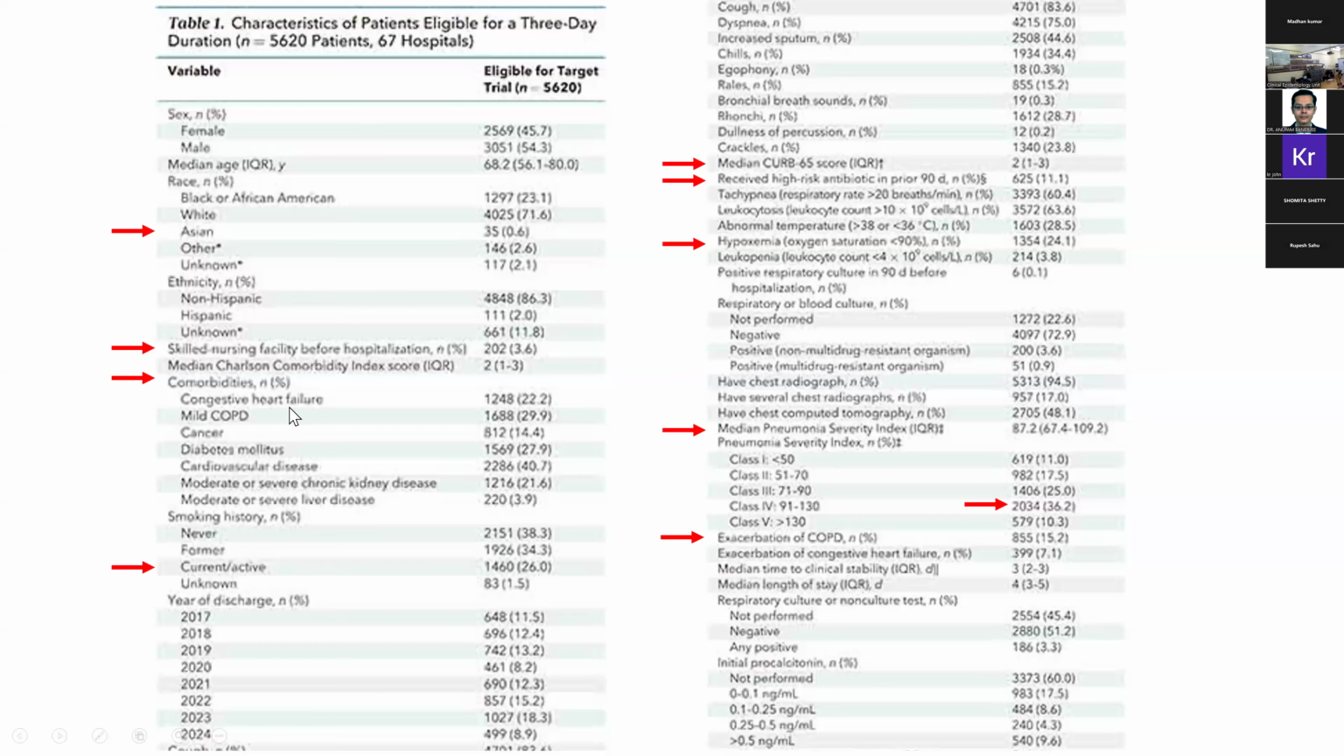The median CURB score was 2. They had received some high risk antibiotics in the past 3 days, which means there were people who were coming back to hospital recurrently. There were people who were hypoxemic that were included. Median PSI score was actually quite a few people from class 3 and class 4, which are actually very sick people. And they had included people with exacerbation of COPD as well.